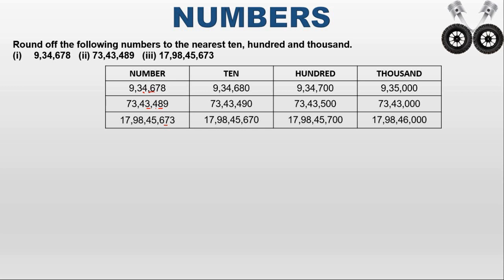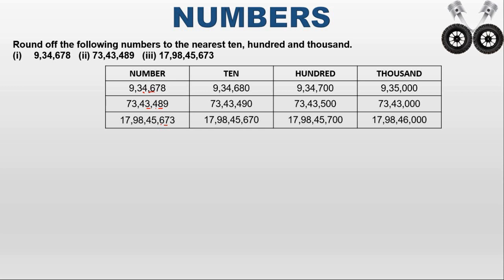Okay, so what is the next number? 100 portion. What is in the 100 portion? 6. So we have to look at the right side number. What is in the right side number? 7. So we have to add 1 to the 6. So it will become 7. So 17 crore 98 lakh 45,700.